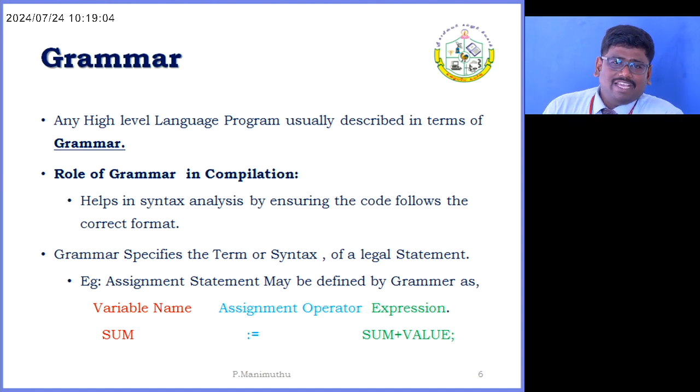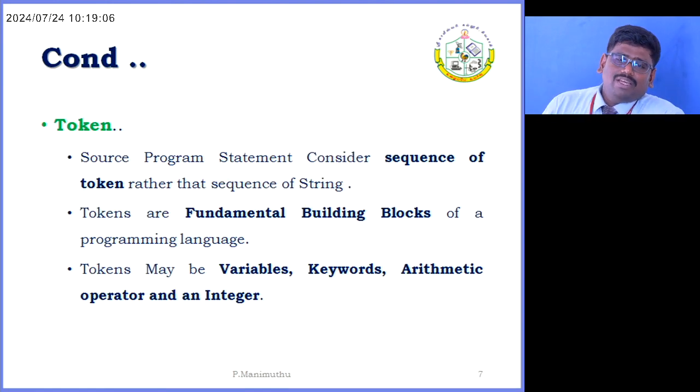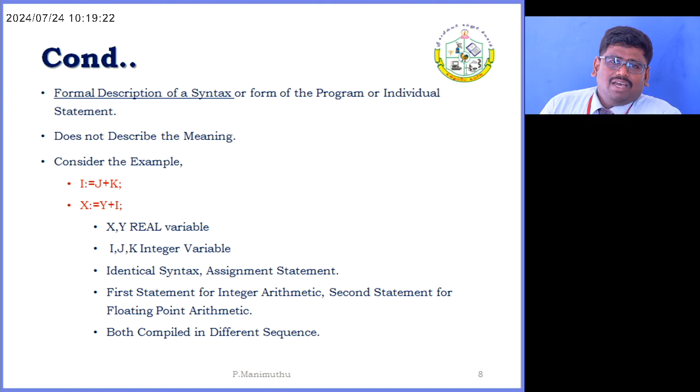This is the expression. Here there is a term called tokens. A token is a building block of any programming language. For example, variables, keywords, and arithmetic operators are all examples of tokens. Any formal description of the syntax is defined by grammar. It does not include the meaning of a particular statement; rather, it recognizes the tokens.